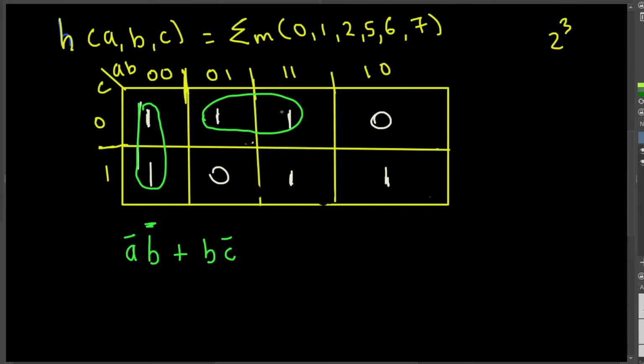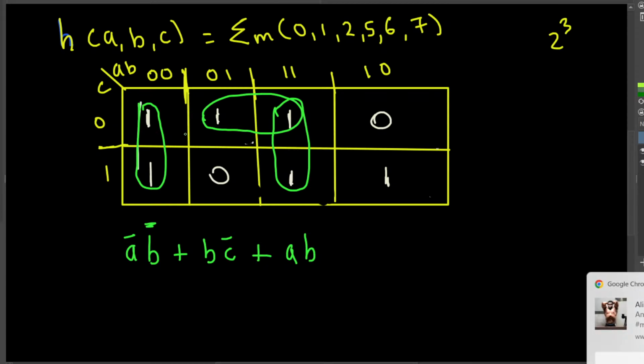And the next thing is, can I group anything else as 2? I can group this as 2. In these two, what values are changing? A is not changing, so it's going to be included, A. And then B is not changing, so B is going to be included. But C is going from 0 to 1, so C is going to be eliminated.